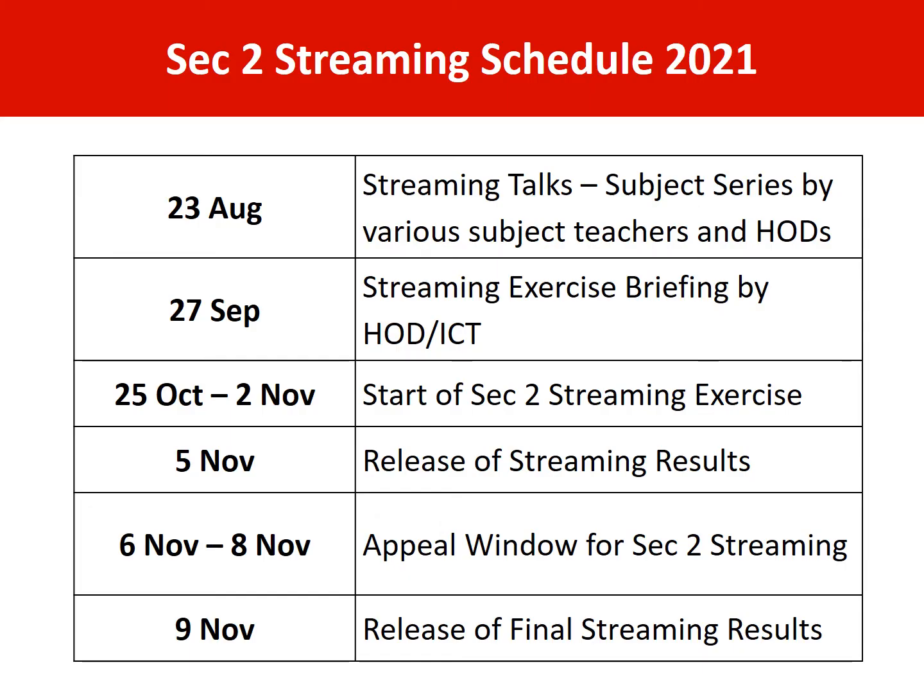This is the streaming schedule. In end September, there will be a streaming exercise briefing by HOD ICT. The streaming exercise will start from 25th October to 2nd November, and the results will be released on the 5th of November. In case you could not get your preferred choice, there will be an appeal window from 6th November to 8th November, and the final streaming results will be released on the 9th of November.